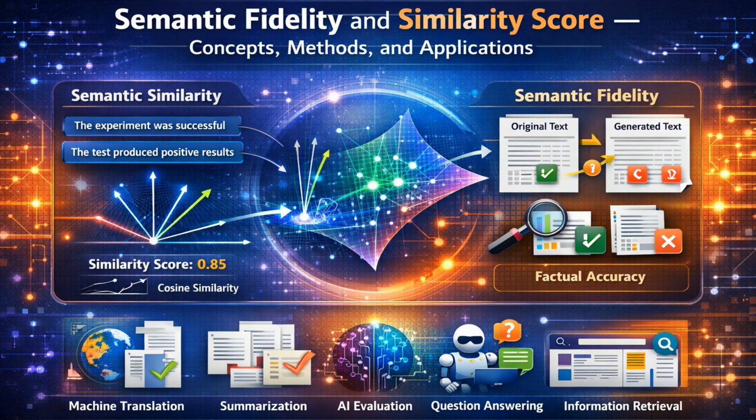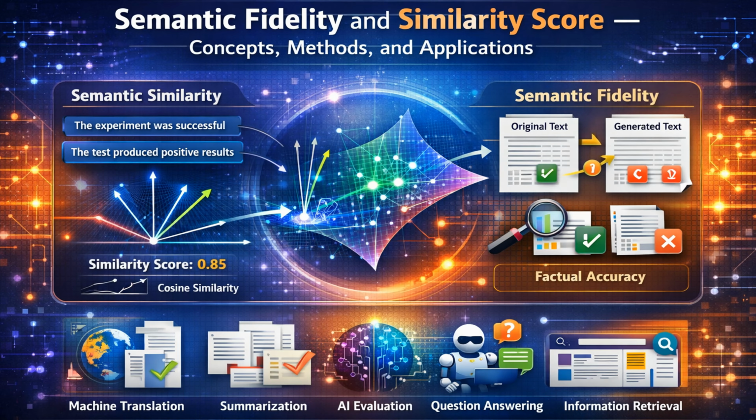For instance, if an AI summarizes a research abstract, semantic fidelity checks if all the key claims and results are still accurate. That makes sense. So how do we actually compute semantic fidelity in practice? Well, the process is similar to calculating semantic similarity. First, both texts are encoded into semantic vectors. Then, a similarity function, like cosine similarity, calculates the distance between the vectors.